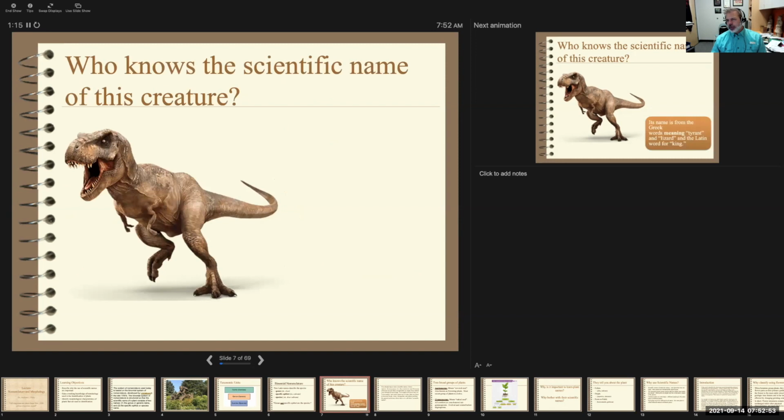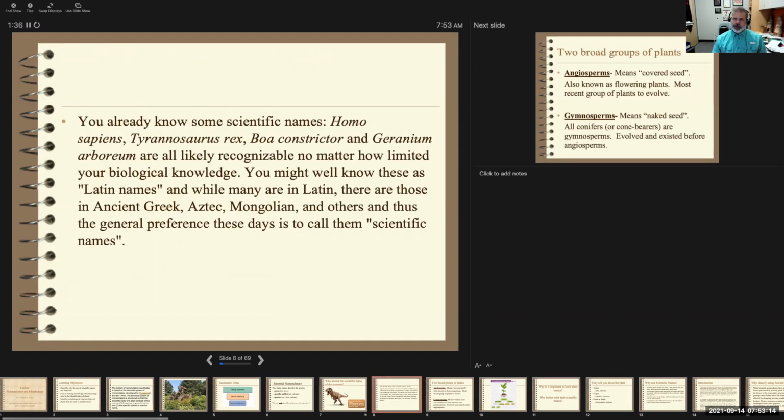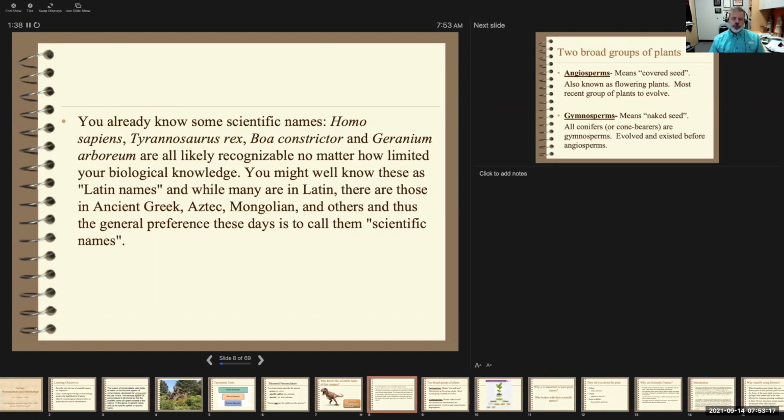And I always tell people this, but you actually use scientific names in your everyday life. And a lot of you out there know the scientific name of this creature right here, and of course it's Tyrannosaurus rex. And what does Tyrannosaurus rex mean? Well, it means tyrant lizard or king of the lizards. And so you do know and use scientific names in your everyday life. Homo sapiens, Tyrannosaurus rex, boa constrictor, maybe geranium are some that you use. And all these are scientific names.